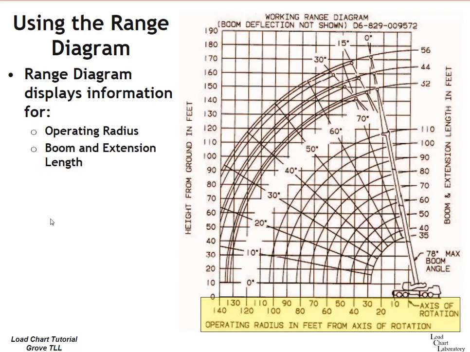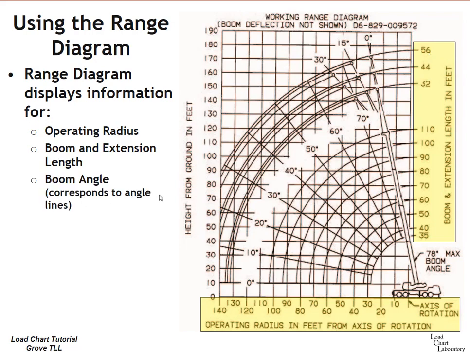image, boom and extension lengths from 35 feet of boom up through the 56-foot extension over on the right hand side of the diagram. Boom angles, we've got the boom angles highlighted in red from 0 degrees up to 70 degrees, and the diagonal lines are the indicators for the different boom angles.